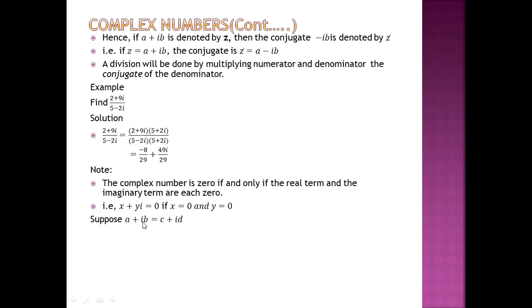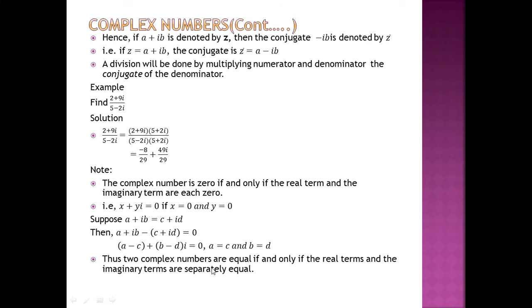Suppose a plus ib is equal to c plus id. Then a plus ib minus, in brackets, c plus id, is equal to 0. So for that case, a is equal to c and b is equal to d. Thus two complex numbers are equal if and only if the real terms and the imaginary terms are separately equal.